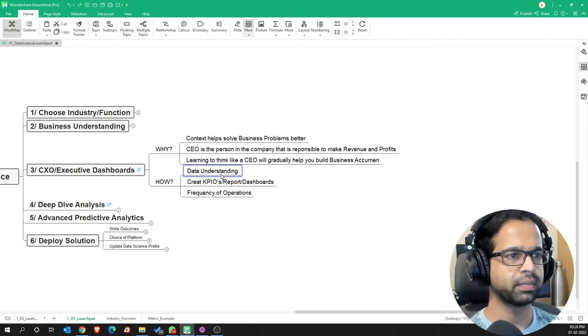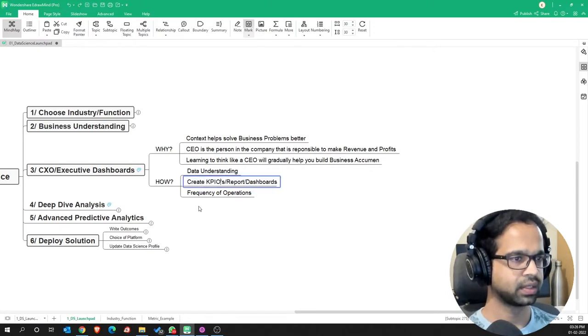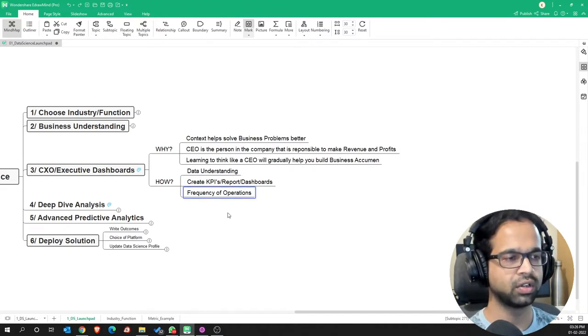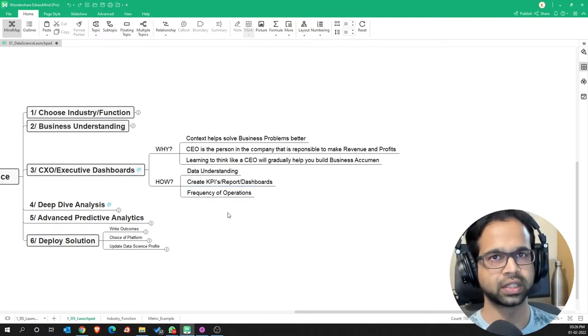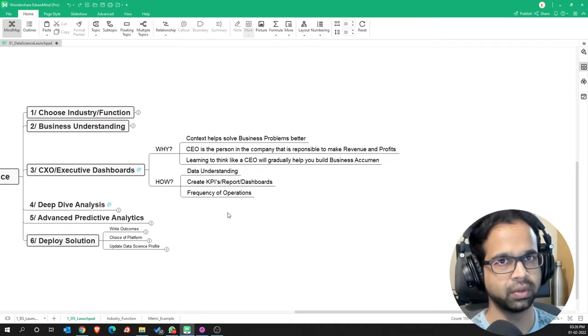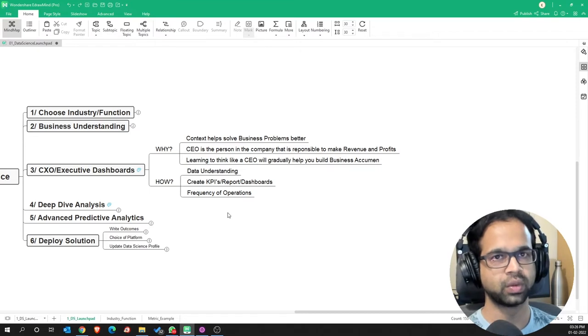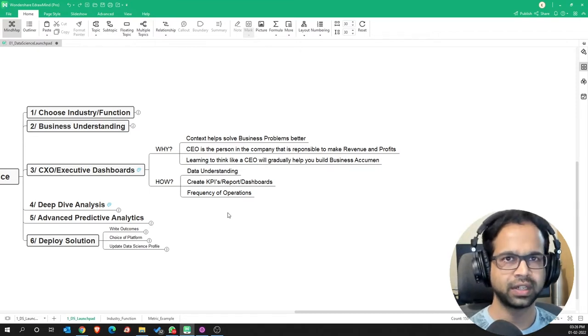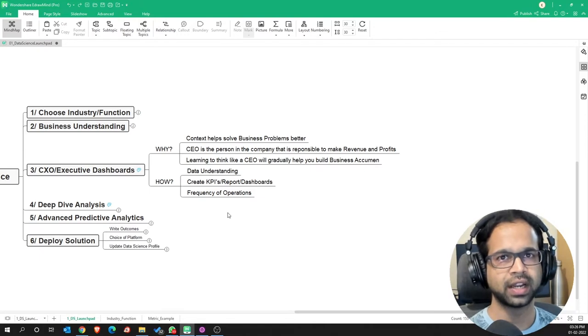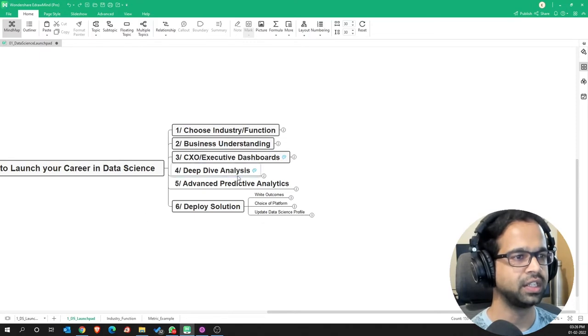We're going to start by understanding their data. You're going to create KPIs, reports, dashboards, and understand the frequency of operations. This will allow us to create metrics that the CXOs or the executives care about and are willing to look at in views that help them take action on their businesses. Now, moving beyond these dashboards, they look at even deeper business problems, right? And so that is going to be the next stage, the deep dive analysis.